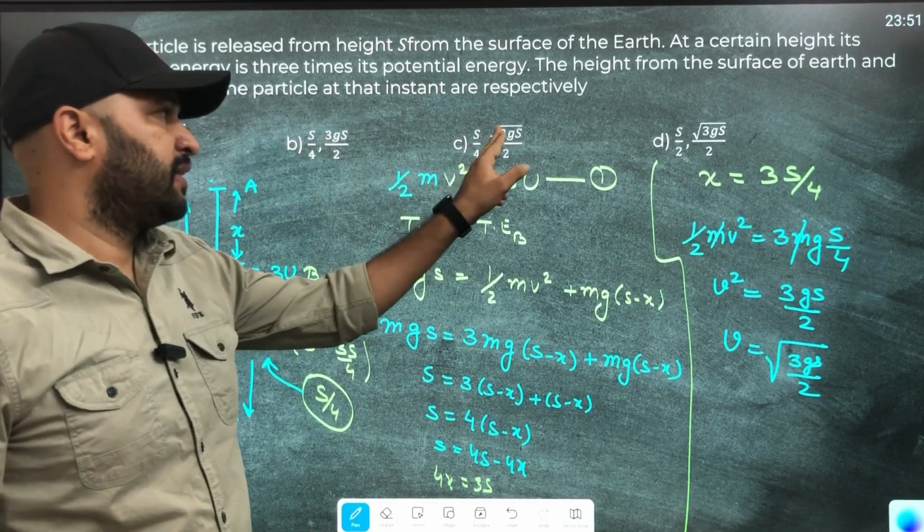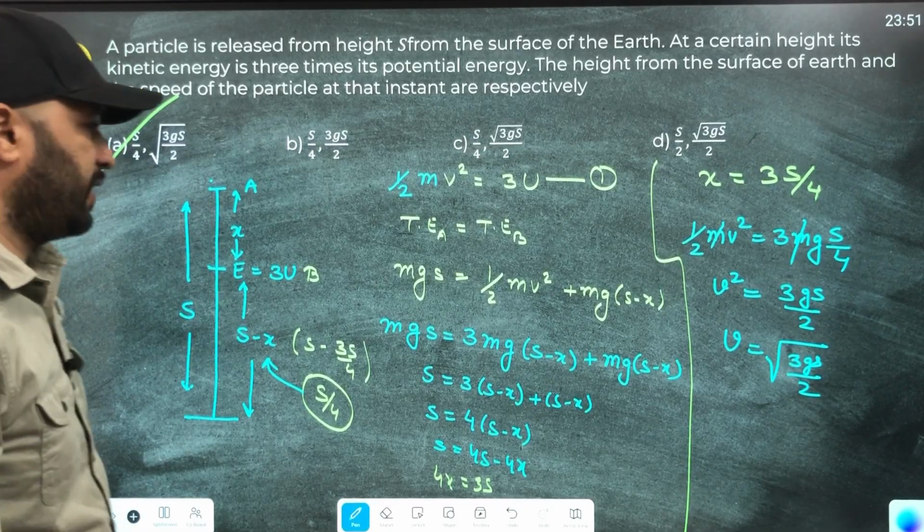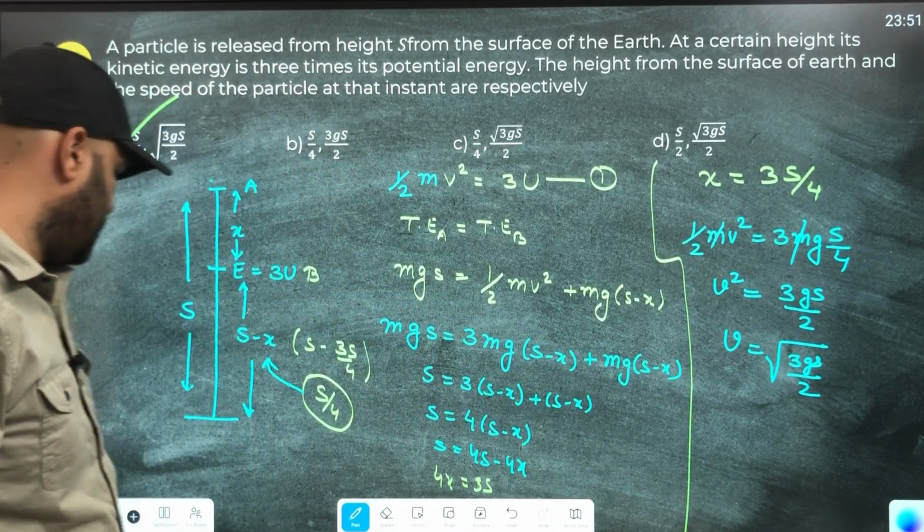This is without root. Only the top numerator is under the root. So this is our correct answer, root of 3gs whole divided by 2. That's our correct answer, right? I hope you are clear with this concept. Let's see the next one.